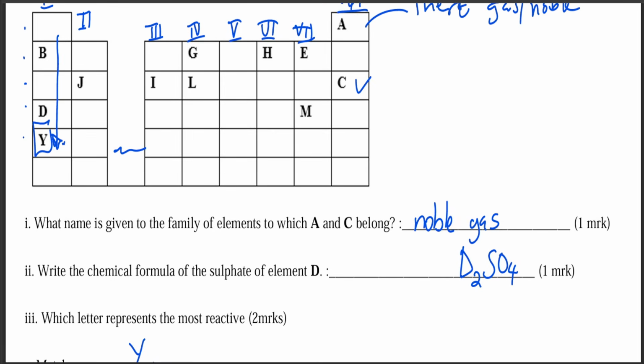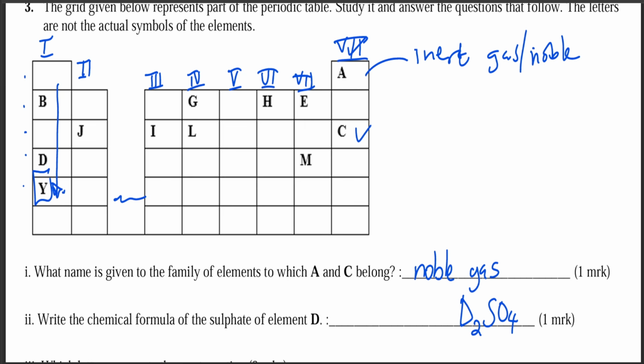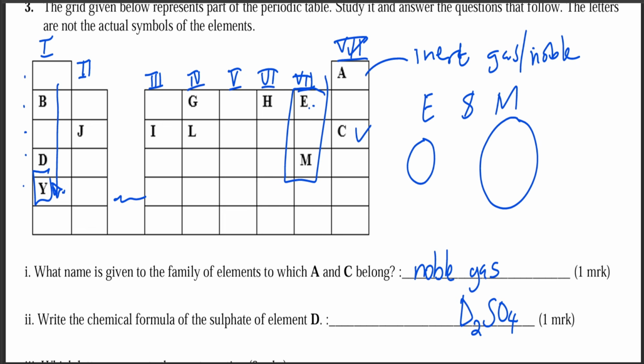Then we have non-metal. The non-metal, ukiangalia non-metals, that is usually more reactive at the group 7 non-metals. So between E and M, ipi ni more reactive? E ni ndogo, it has a smaller atomic radius. M ni kubwa, it has a large atomic radius. Now, non-metals is all about gaining electrons. So if the distance of the incoming electron to the nucleus is very small, what does this mean? It means that electron can be gained easily.